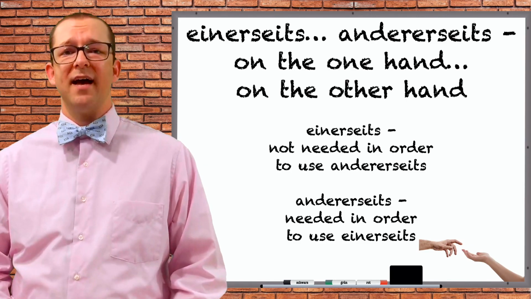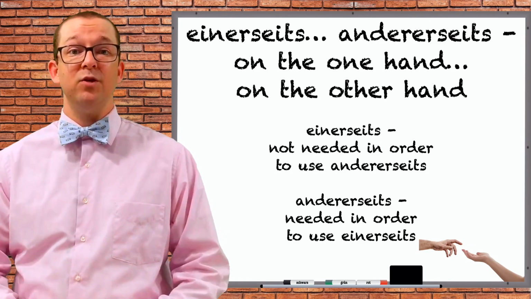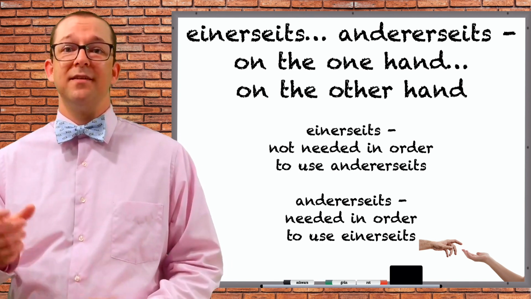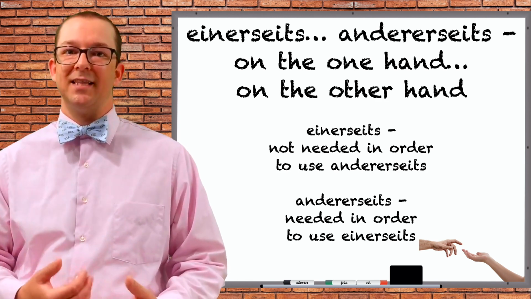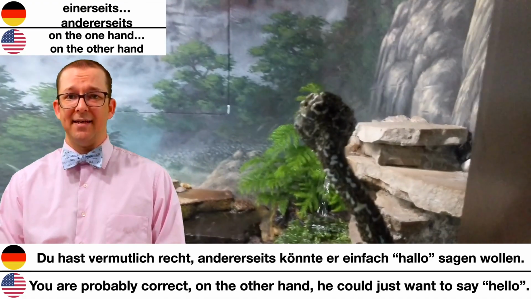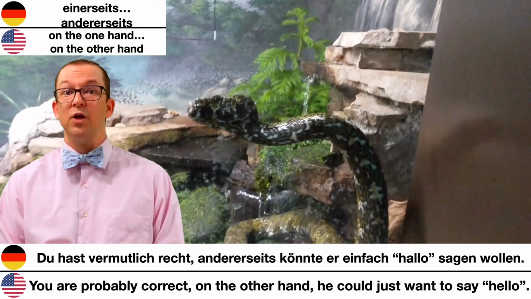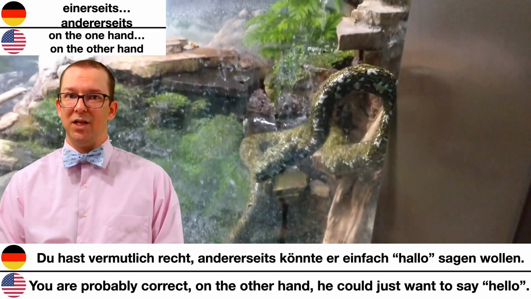You don't always have to have einerseits in order to use andererseits. It can be used as a normal adverbial coordinating conjunction. This means that the subject is pushed to the other side of the verb when you use andererseits at the beginning. For example, du hast vermutlich recht. Andererseits könnte er einfach Hallo sagen wollen. You probably are correct. On the other hand, he could just want to say hello.